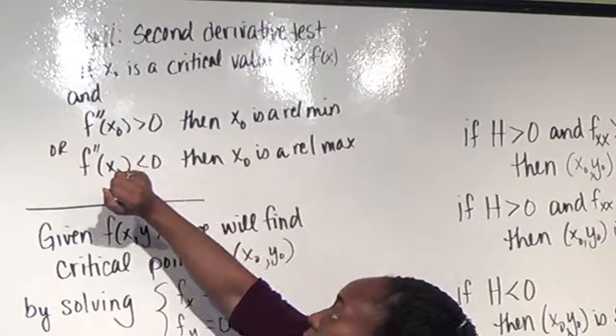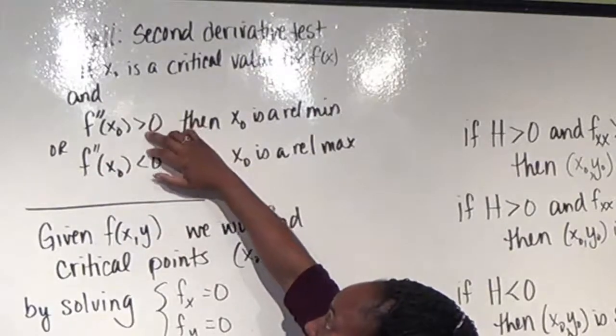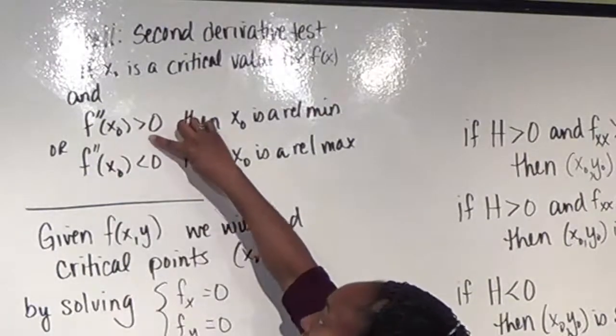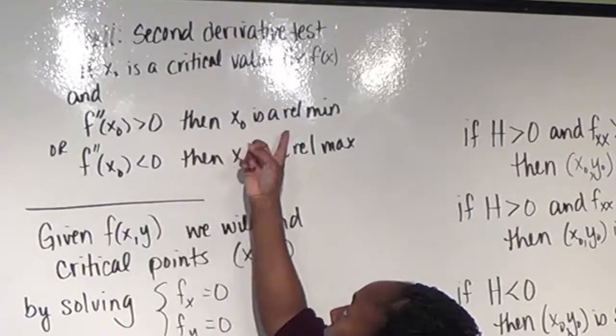So if x naught was a critical value, then using the second derivative, whether it was positive or negative basically told us whether it was a max or min. So if it was positive, then we were looking at upward concavity, and we were looking at a minimum value.